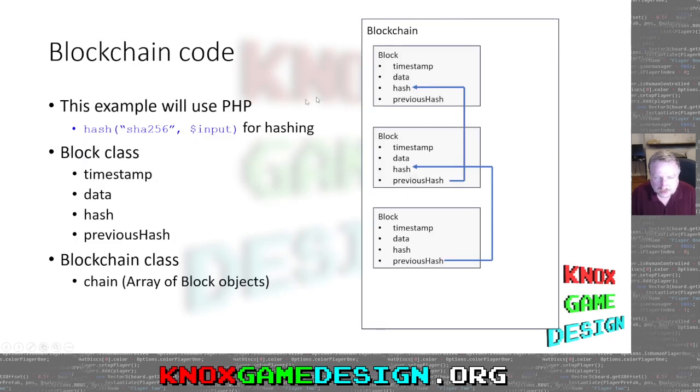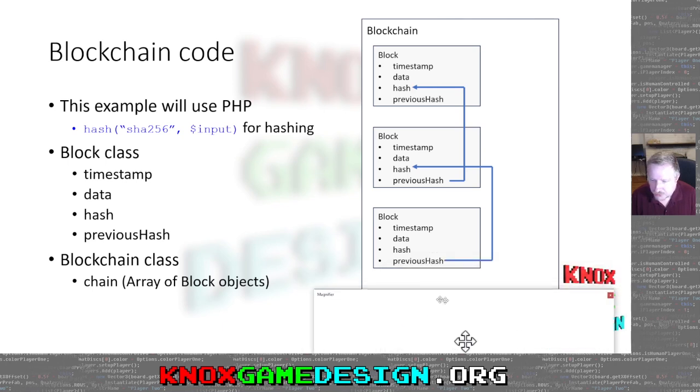So this is basically what a blockchain is. It relies heavily on hashing. Hashing is kind of like a digital fingerprint for a set of data, a string. So in this example, I'm going to be using PHP. PHP has a nice function called hash, which hashes for you.